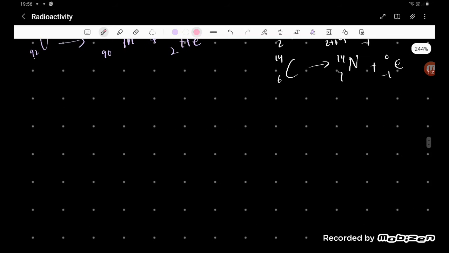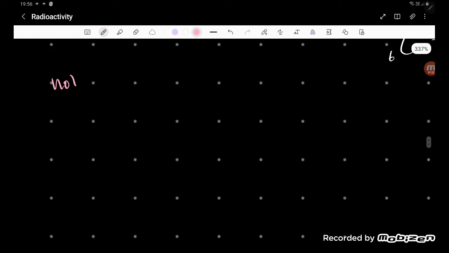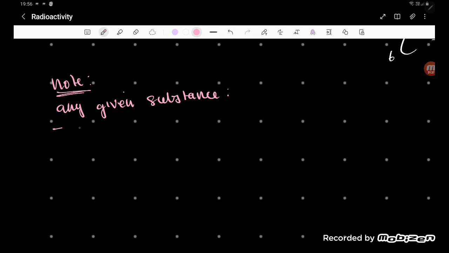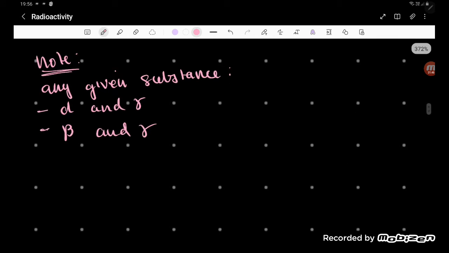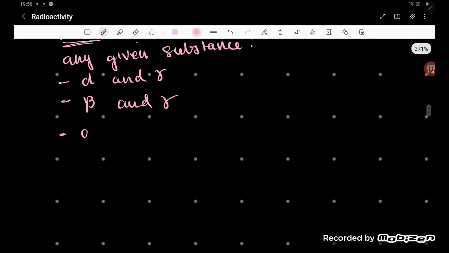Now something that you have to note is that any given substance will emit only alpha and gamma, or beta and gamma. Alpha and beta together is not possible.